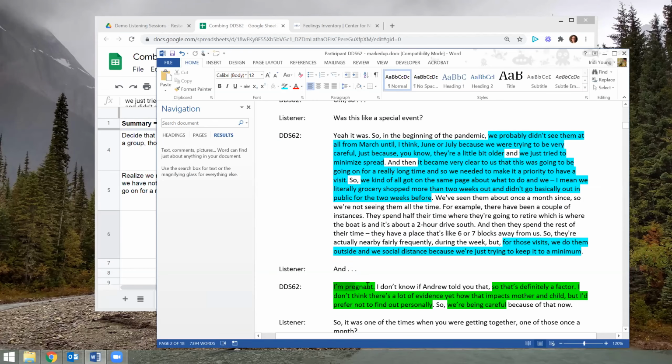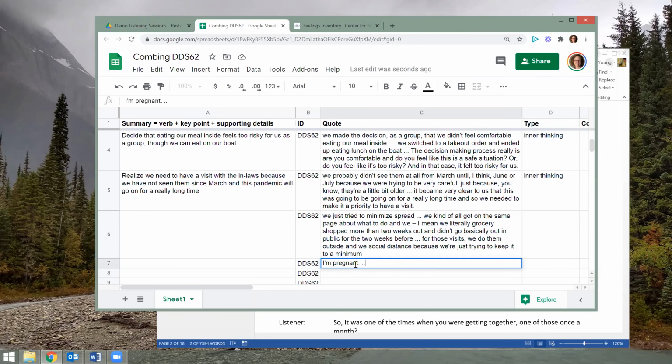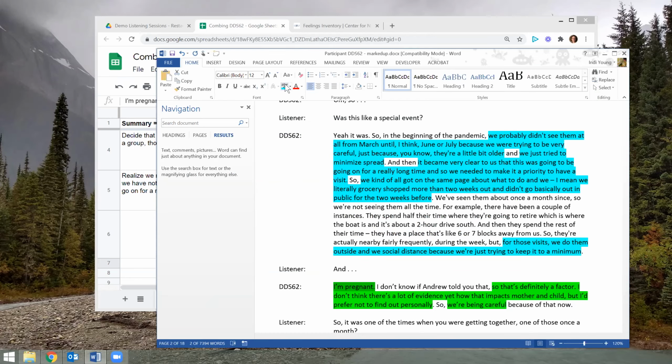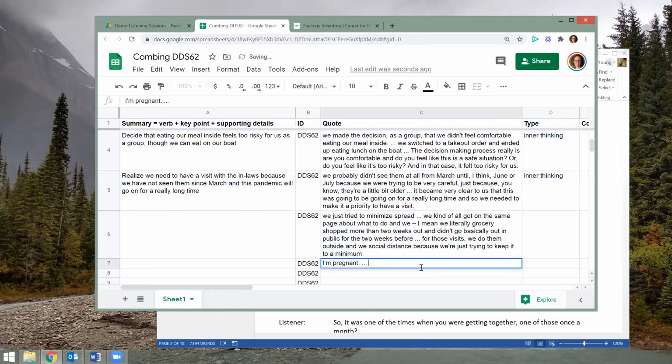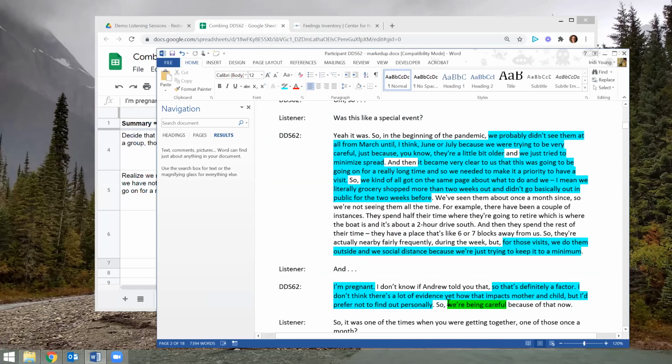Ooh, okay. I'm pregnant. So copy this. Yes, it is a statement of fact, but it will be some very good supporting detail. So that's definitely a factor. I don't think there's a lot of evidence yet how it impacts, but I prefer not to find out. Being careful. Okay, so this is also about being careful, but it's not the same careful concept as the row above. The row above is being careful with the older in-laws. This is being careful with my pregnancy.